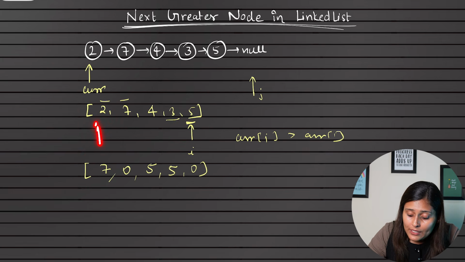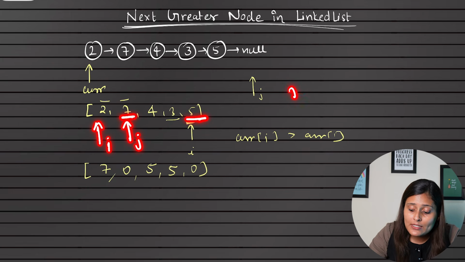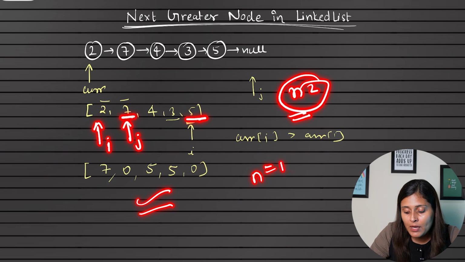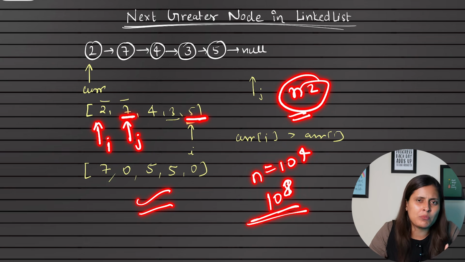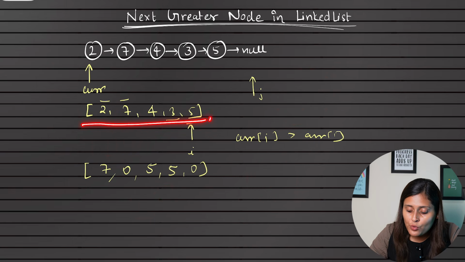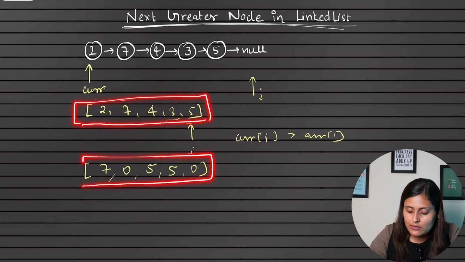And the second point is that for every i, we have moved our j from i plus 1 to the last. So it's nearly an O of n square solution. We can do this, since n is 10 power 4 and n square will become 10 power 8, which is acceptable, but it will be very slow. Okay, and the time and space complexity: we have used O of n and O of n for space.